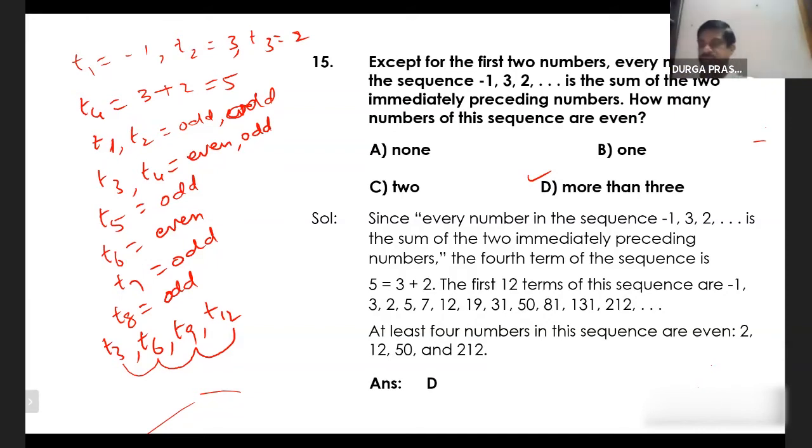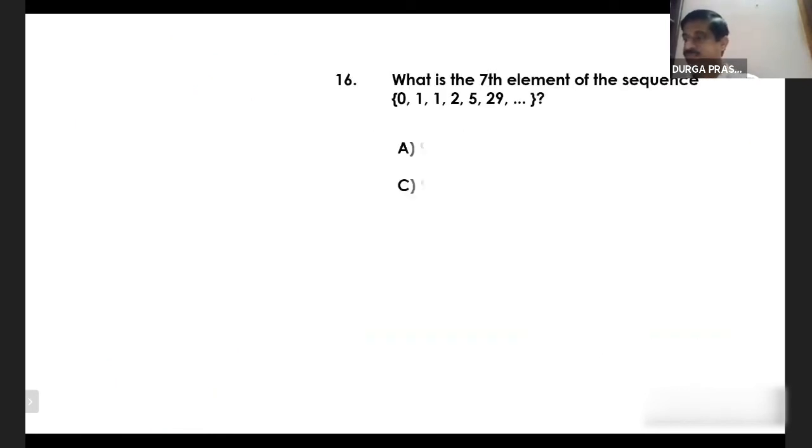So let us go to the next question. What is the 7th element of the sequence?